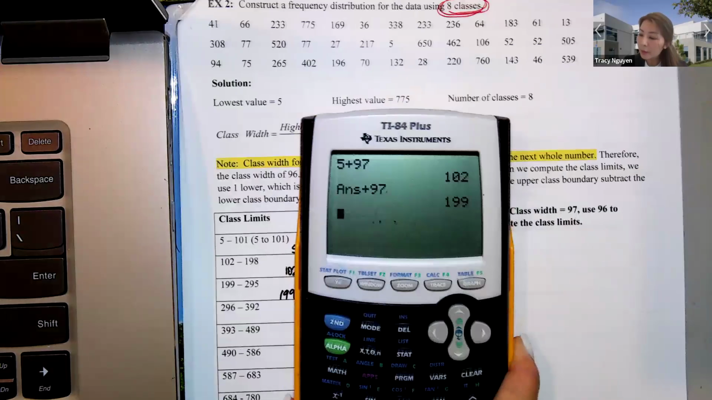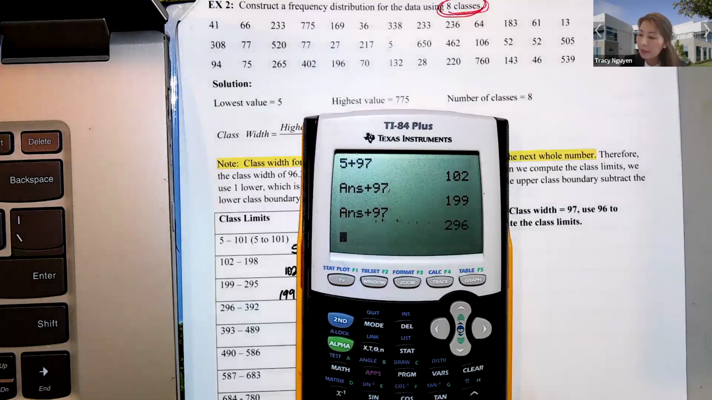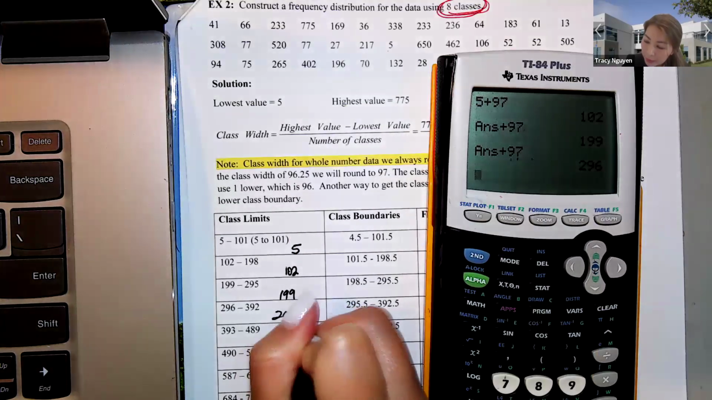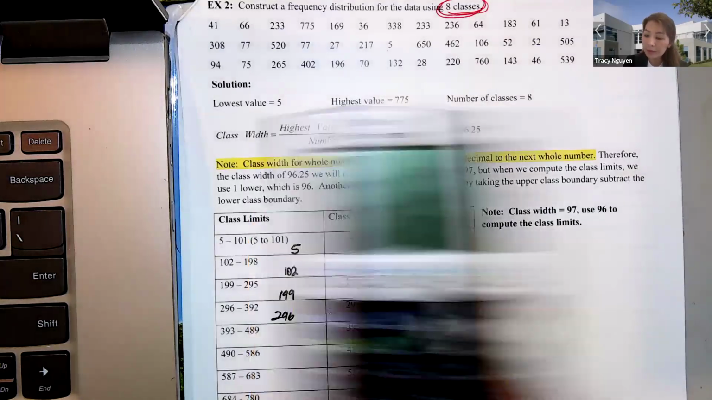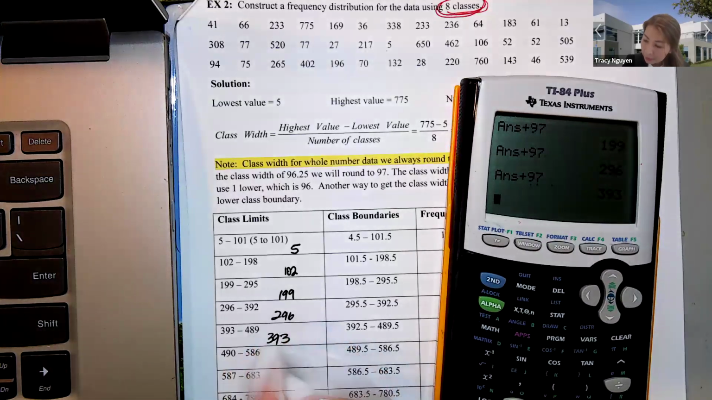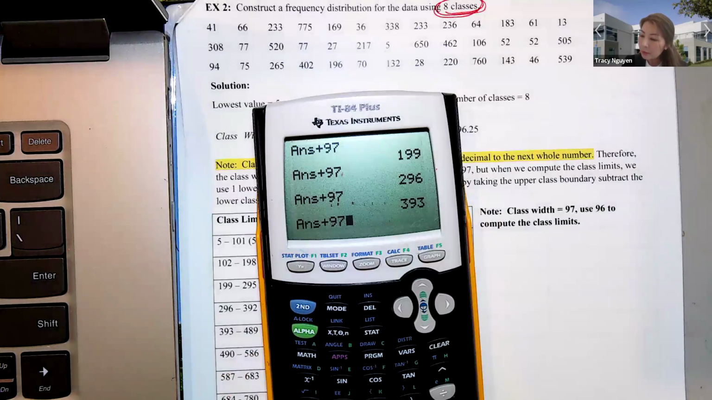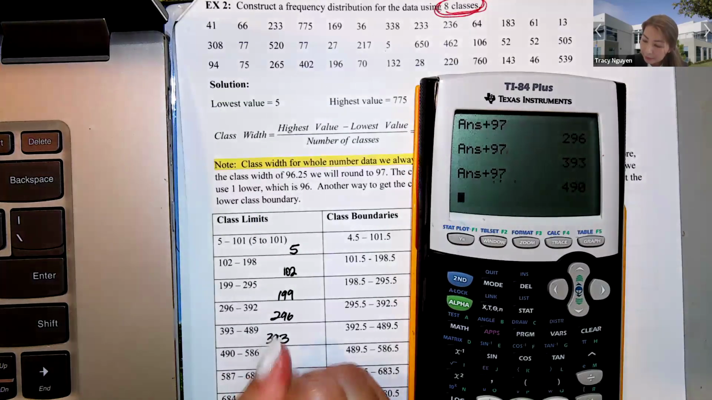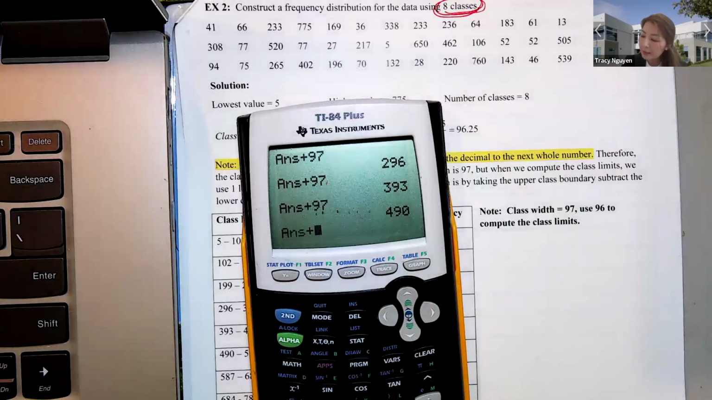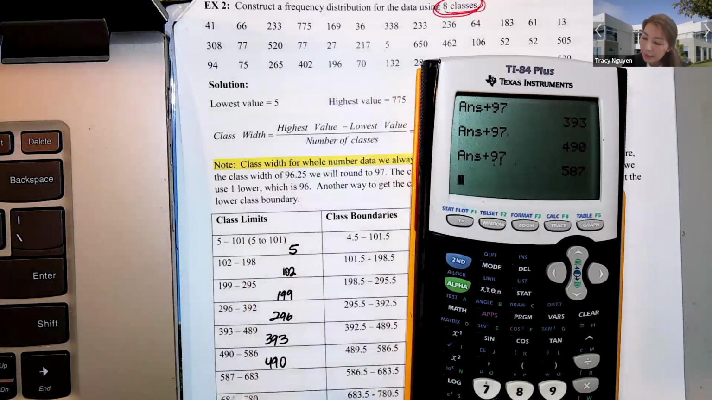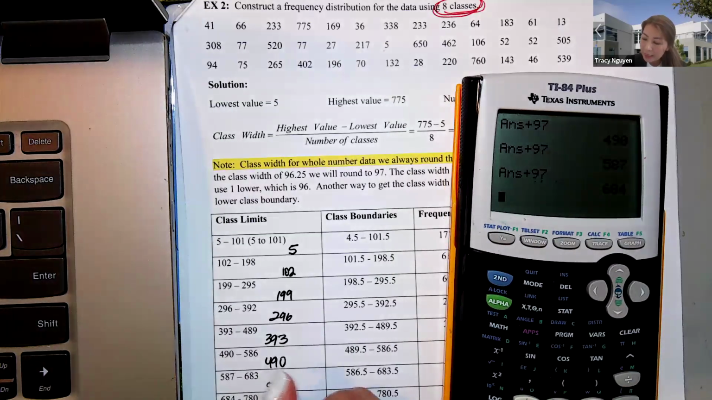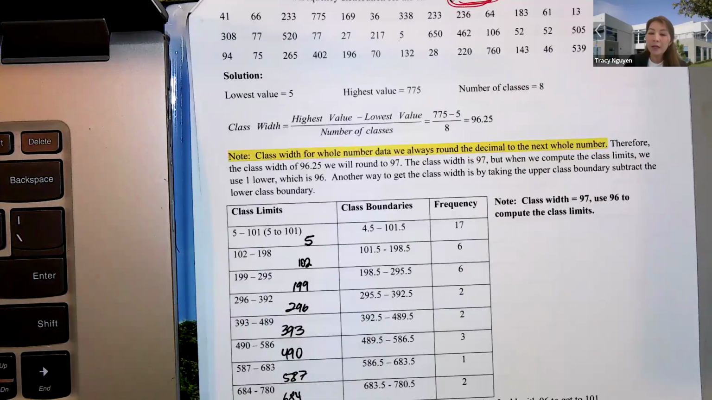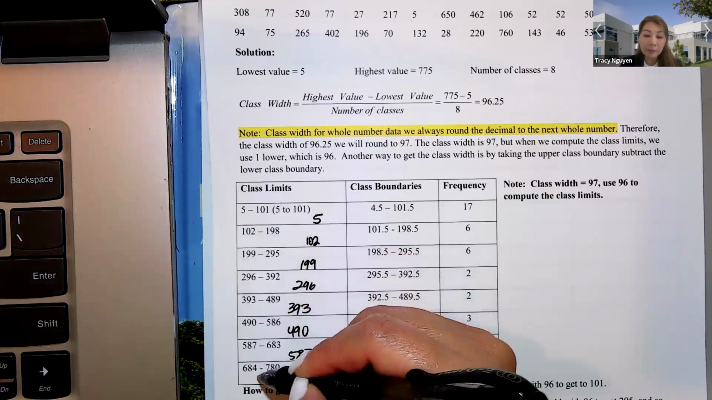Then you take 199, add 97, your next class will start at 296. 296, you add 97, which you get 393. 393, you add 97, which you get 490. 490, you add 97, which you get 587. 587, you add 97, which you get 684. Okay, so that's how I come up with all the lower class limits on here.